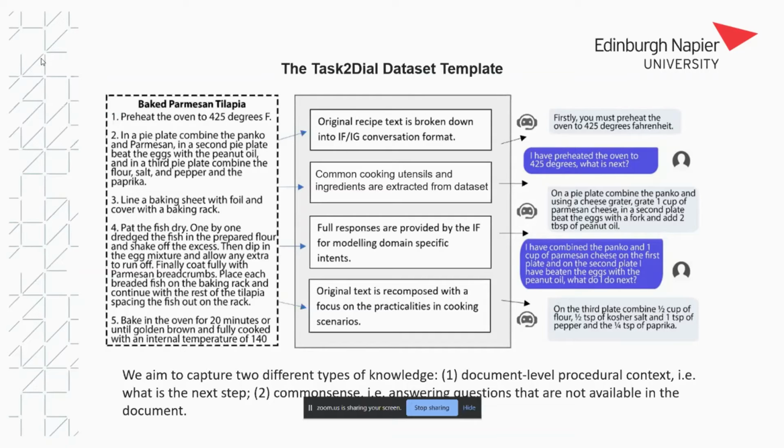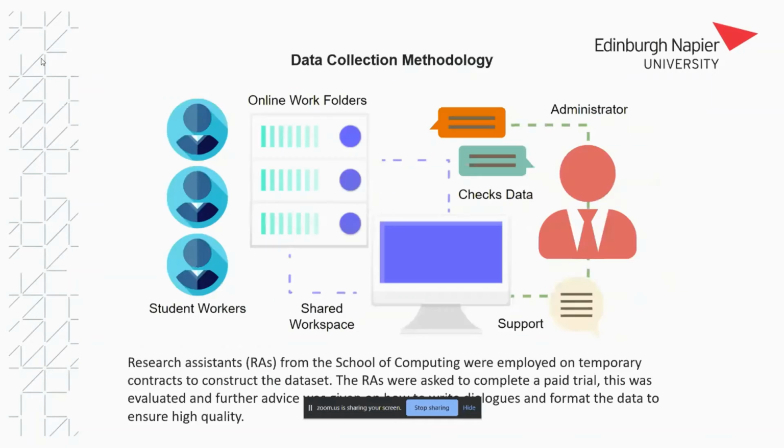And through this, we aim to capture two types of knowledge. Firstly, document level procedural context, so that is what is the next step in the recipe. And also common sense, which is answering questions that are not available in the document, and how we can structure our data set to be able to accommodate that.